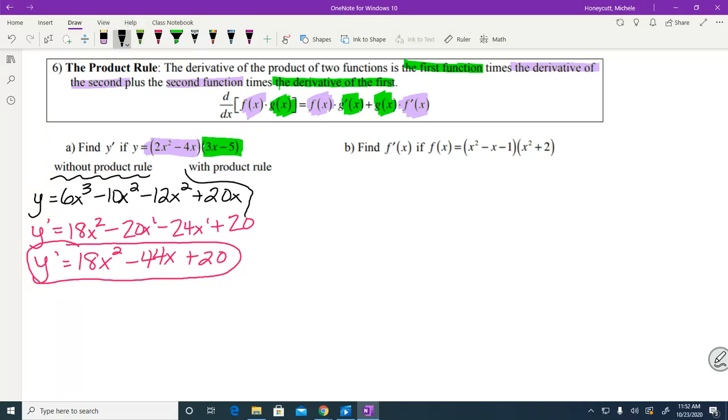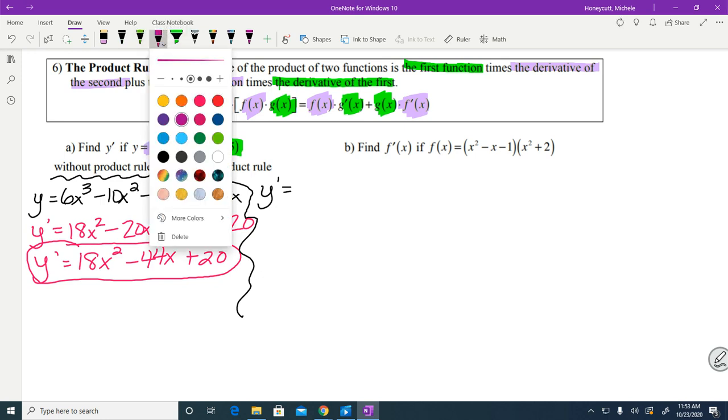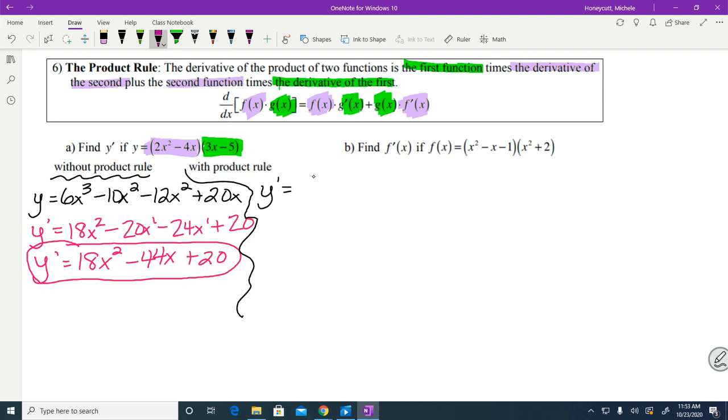So let's say with the product rule right here. Then y prime equals, now I'm going to find the first, let me change my color here to a purple. Okay. First, so I just copy that down, 2x squared minus 4x, times the derivative of the second. So I'll take the derivative of 3x minus 5. The derivative of 3x is just 3, and the derivative of negative 5 is 0.